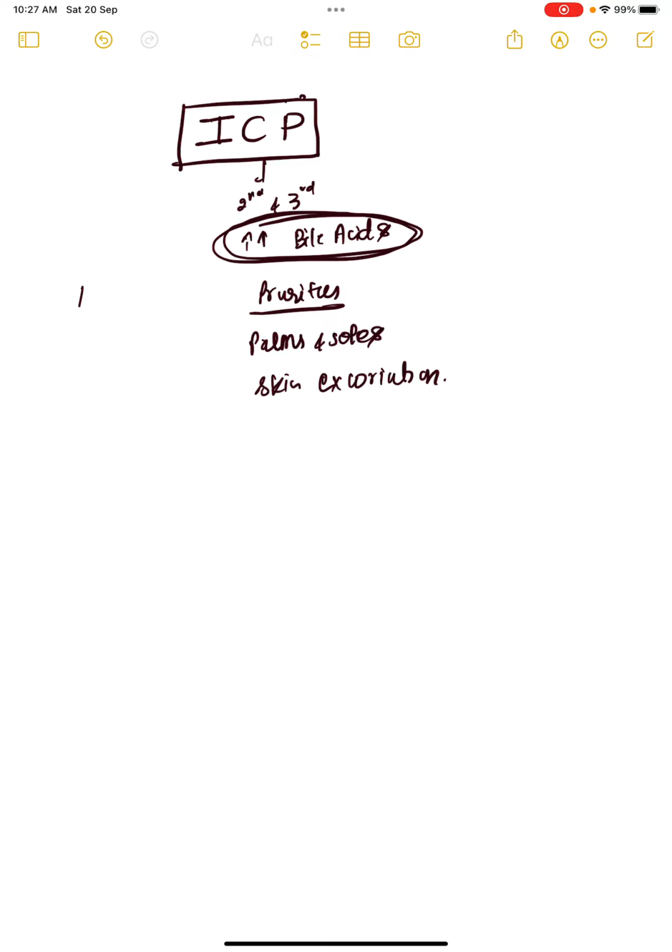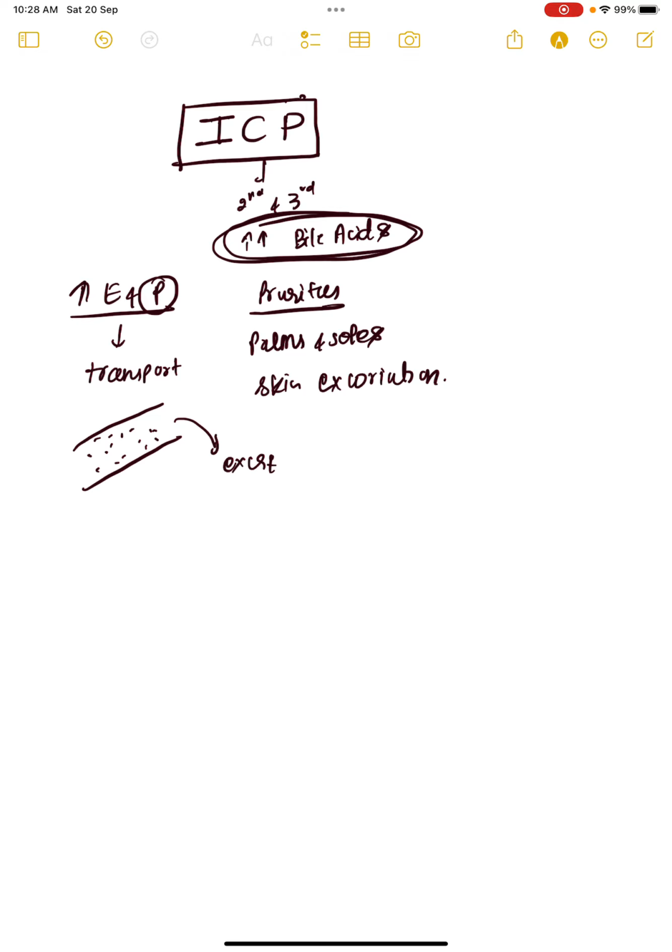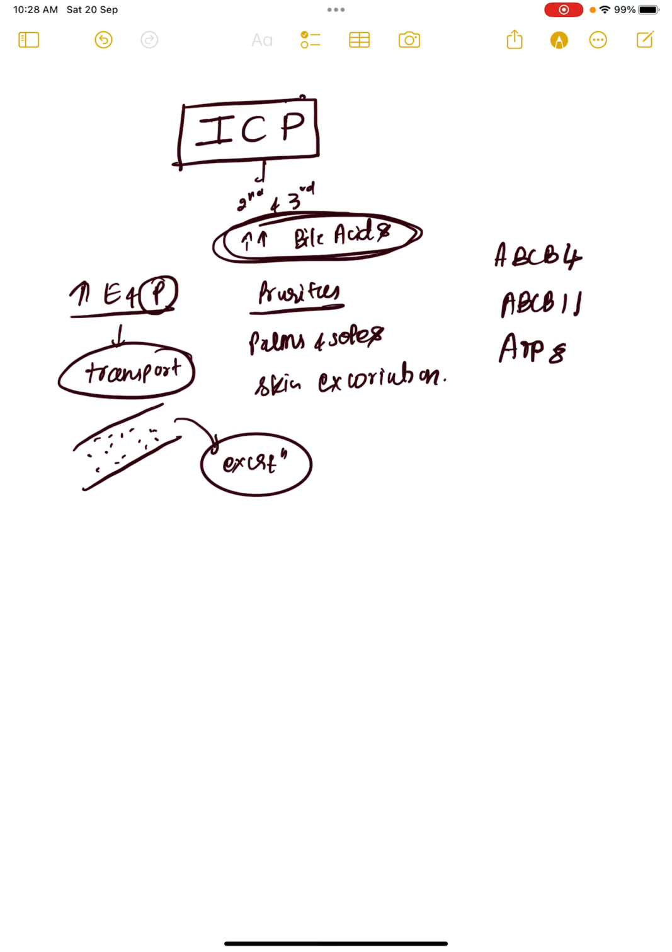What happens is, because of the increased estrogen and progesterone, this alters the transport of the bile. So that causes bile to get accumulated within the biliary canaliculus and impairs its excretion. So there is a problem with the transport, a problem with the excretion, or there can be some mutations like ABCB4 mutation, ABCB11 mutation, or ATP8B1 mutation.